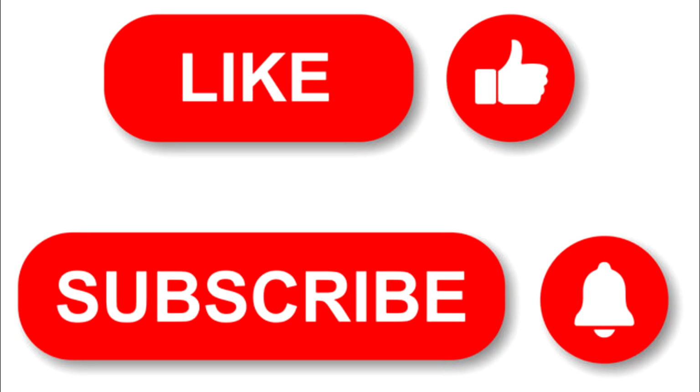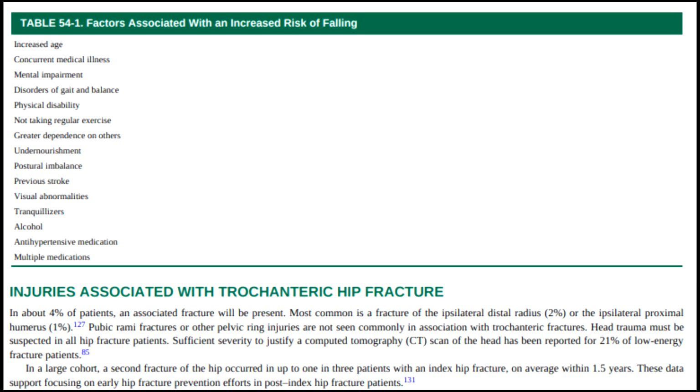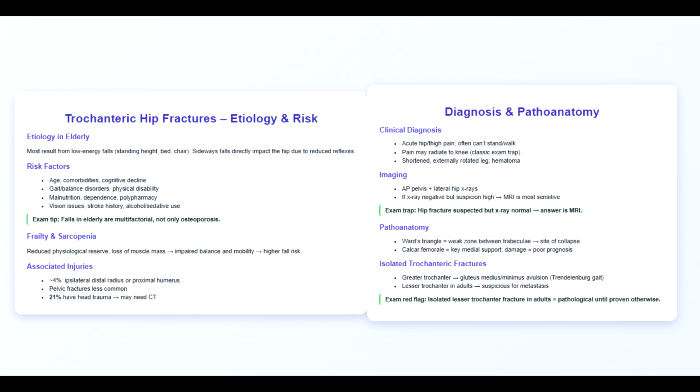Greater dependence on others, malnutrition, and undernourishment also contribute. Postural imbalance, previous strokes, visual abnormalities, and tranquilizer or alcohol use are strong risk factors. Finally, multiple medications, especially hypertensives, further impair stability. For exams, always remember, falls in the elderly are multifactorial. It is not just about osteoporosis, but a combination of vision, balance, cognition, and polypharmacy.